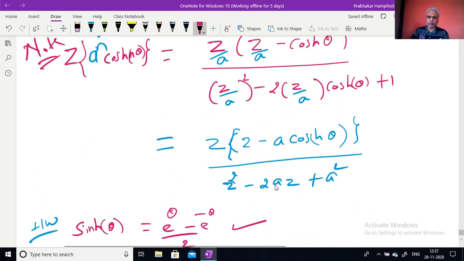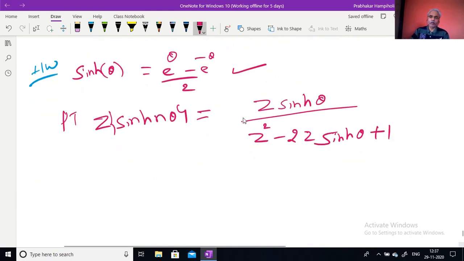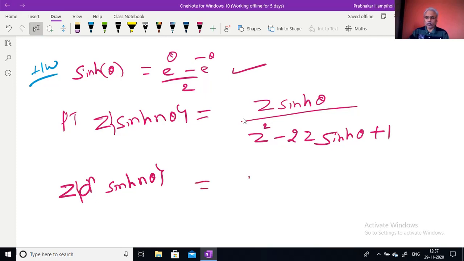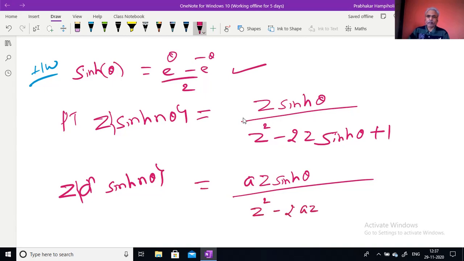See here what we left in the previous one: this cos hyperbolic theta we left here, please correct it, cos hyperbolic theta multiplication here. Now again, using the damping function, you can prove that if I multiply by a raised to n, this looks very similar. Wherever z is there, you put z by a: az sine hyperbolic theta, whole divided by z square minus 2az cos hyperbolic theta plus a square. The denominator is not changing. So these two you can prove.